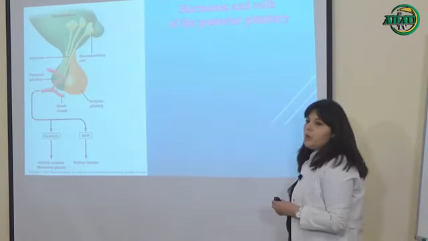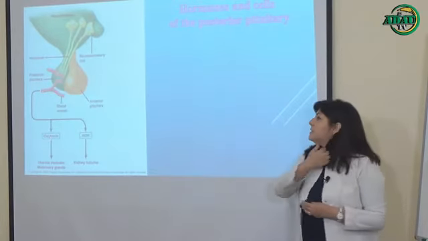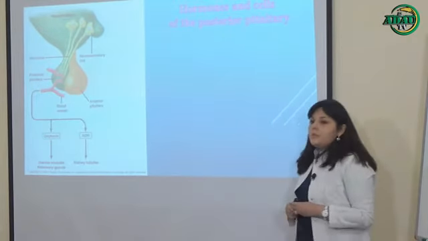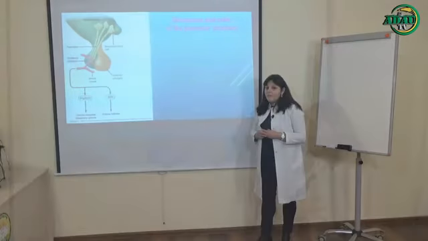Let's start with the hormones of the posterior part of the hypophysis, the neurohypophysis. The two main hormones of the neurohypophysis are oxytocin and vasopressin.